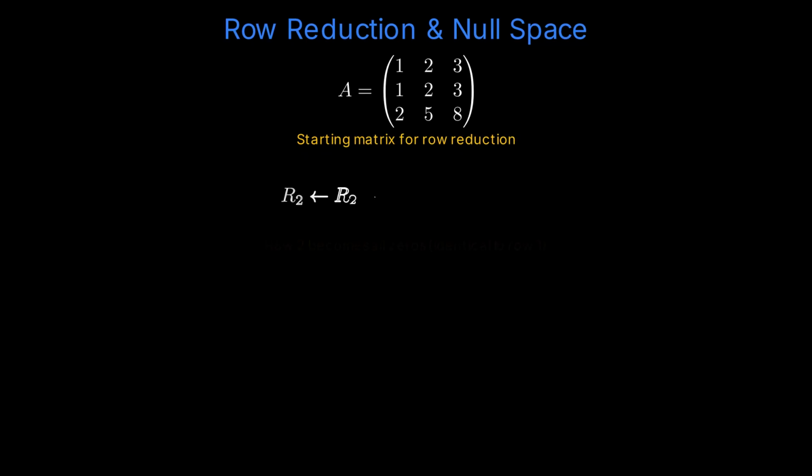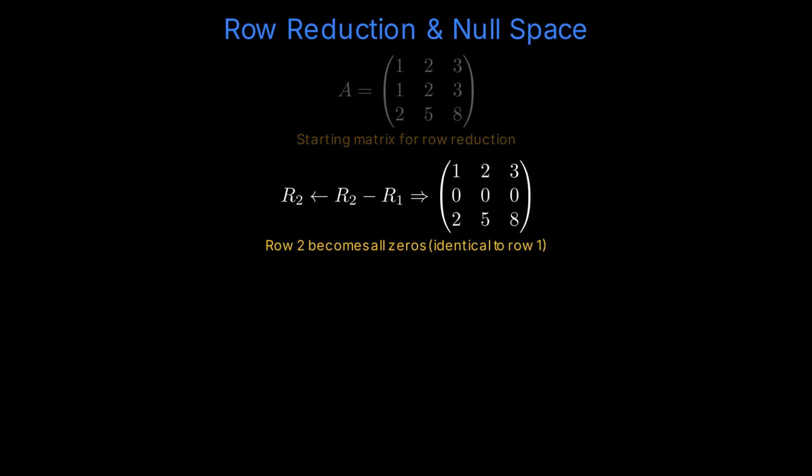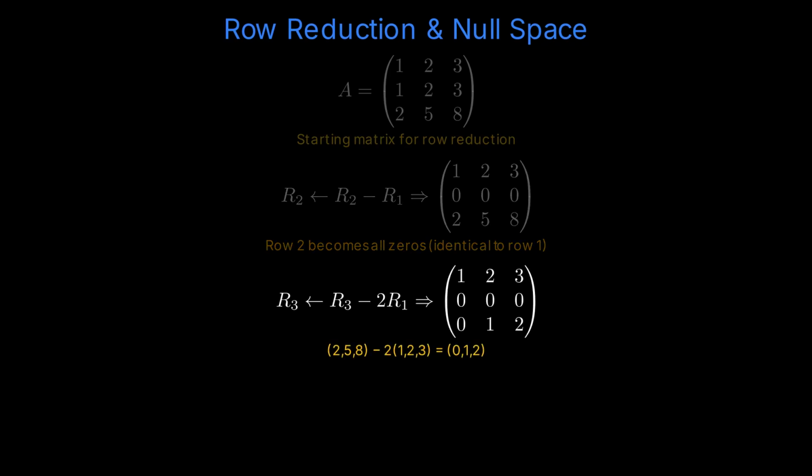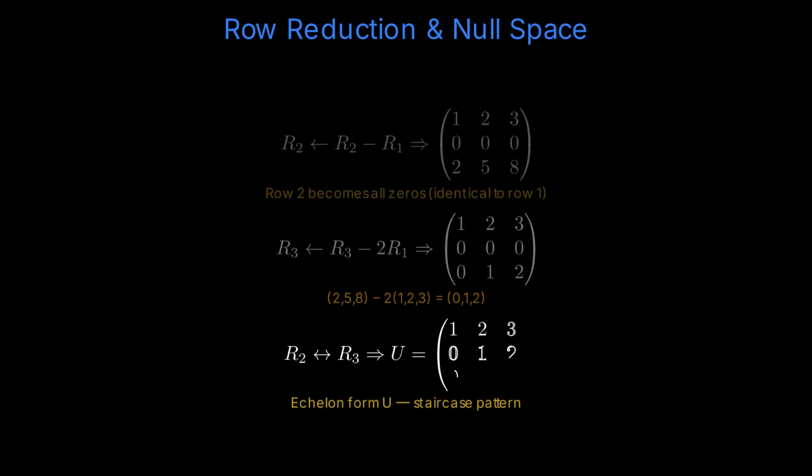Let's return to our 3 by 3 matrix. The rows of A are 1, 2, 3; 1, 2, 3; and 2, 5, 8. First, subtract row 1 from row 2 to get 0, 0, 0. Next, subtract 2 times row 1 from row 3 to get 0, 1, 2. Now swap rows 2 and 3. The echelon form U has rows 1, 2, 3; 0, 1, 2; and 0, 0, 0.